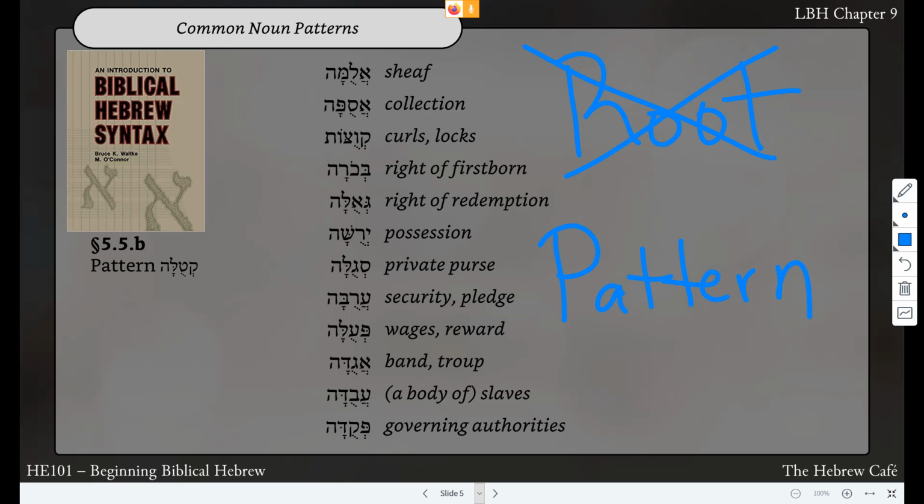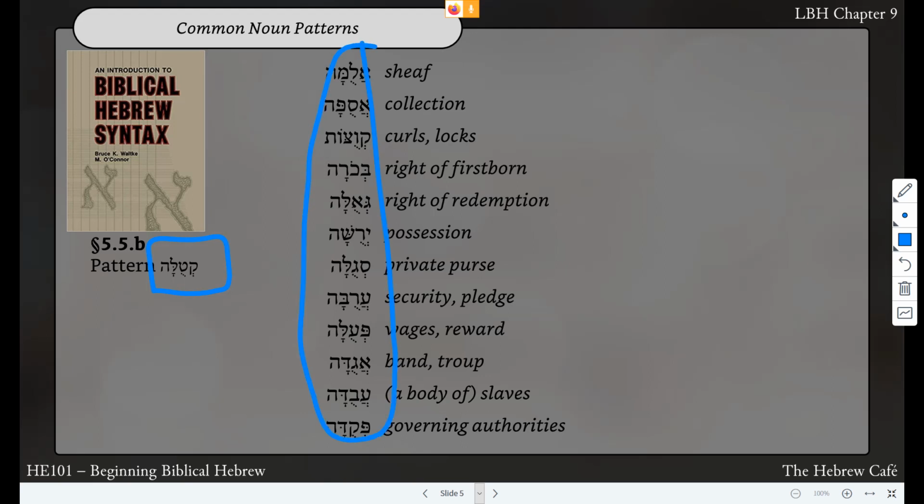All of these words share a pattern. And that pattern is here. It's shva, then kubutz with dagesh following, and then patach, kamatz. Sorry, it's late, I'm tired. But this is the pattern right there. So all of these words have the same vowel pattern, but because they're different roots, different things happen.